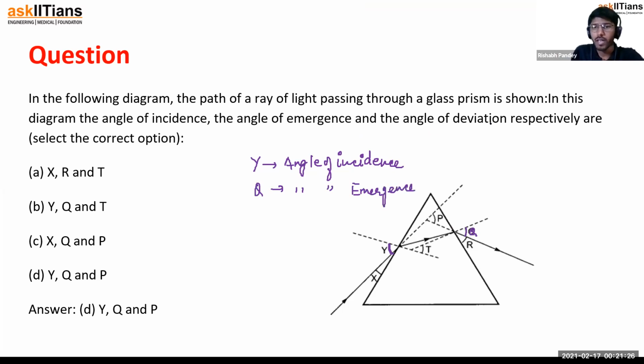Then the angle of deviation. See, this ray was supposed to go like this, but it went like this. So the angle of deviation would be this. It was supposed to go like this, but it went like this. So this angle will be the angle of deviation. So here p will be the angle of deviation. True. So the angle of incidence is y, then q and p. This option D will be true. I hope you are getting this.